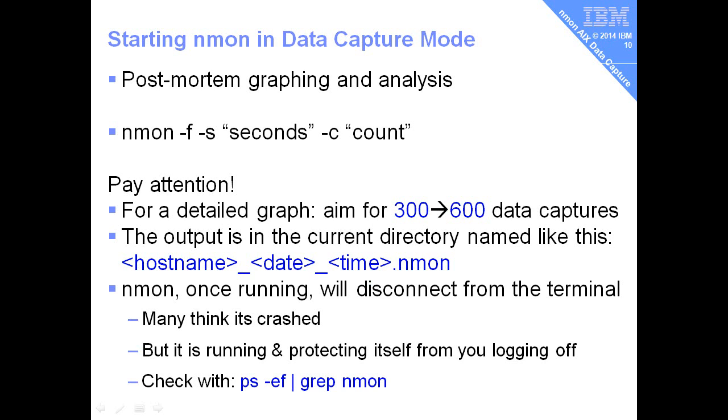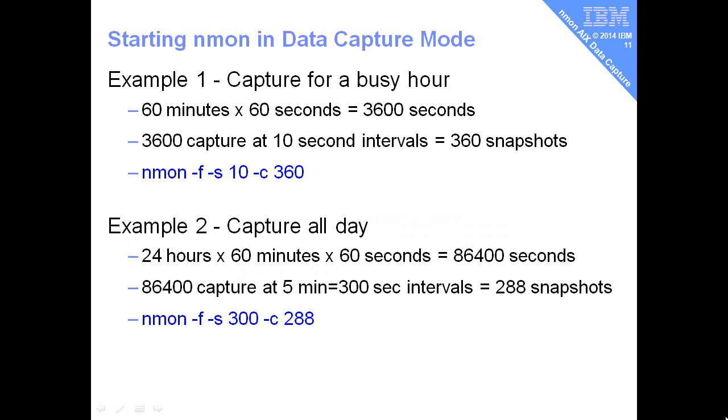Nmon, once running, will actually disconnect from your terminal. It becomes a daemon process. Many people assume it's crashed. Thank you very much, guys. But it's actually still running in the background. It's protected you from logging off and Nmon stopping, as your normal program would when you log off. You can go and find it with a ps -ef | grep nmon, and you should find it there running along in the background. So how do you calculate these seconds and number of captures?